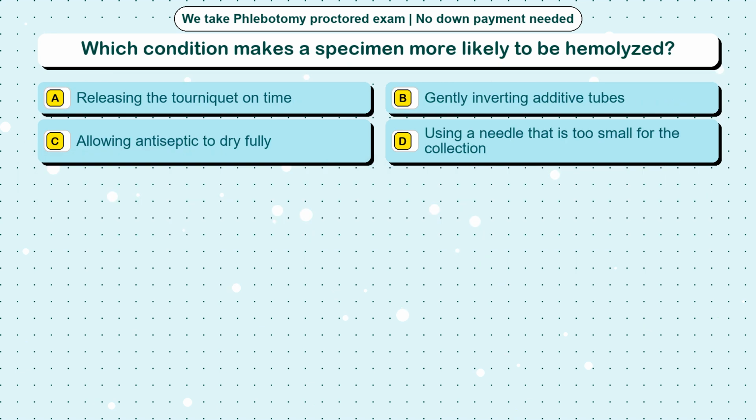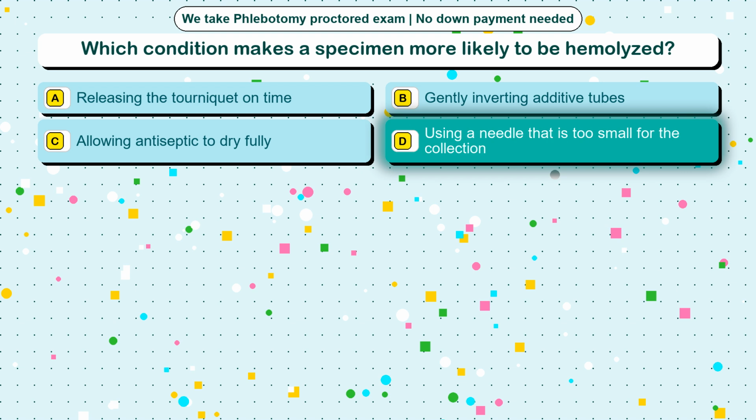Question 63. Which condition makes a specimen more likely to be hemolyzed? Option A, releasing the tourniquet on time. Option B, gently inverting additive tubes. Option C, allowing antiseptic to dry fully. Option D, using a needle that is too small for the collection. The correct answer is option D, using a needle that is too small for the collection.